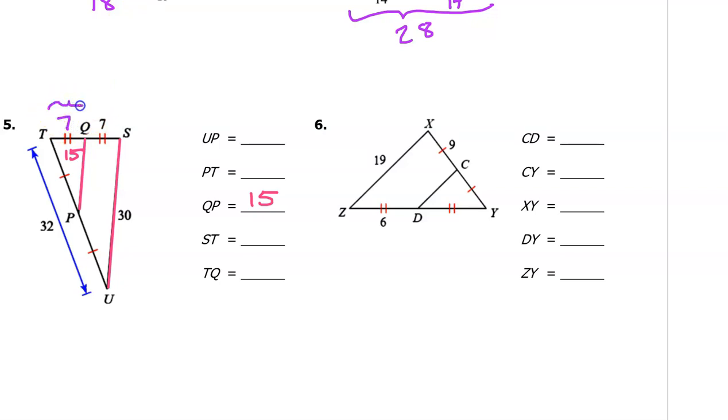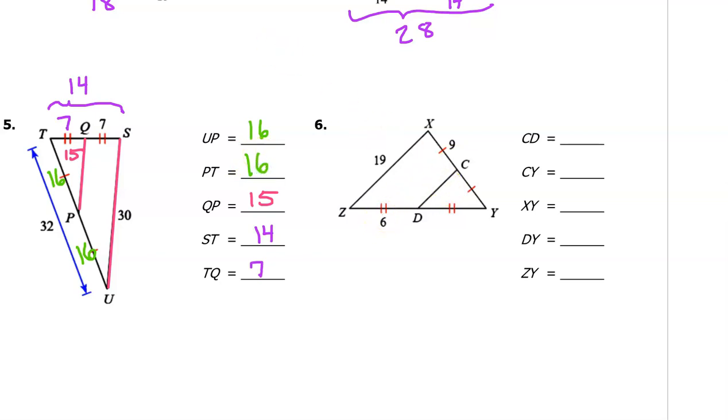And that means that TS will be 14. So let's see, TS is 14 and TQ is 7. We are also being asked for UP. UP is right here. That's going to be half of 32, so this will be 16. So UP will be 16. And of course, PT will also be 16.